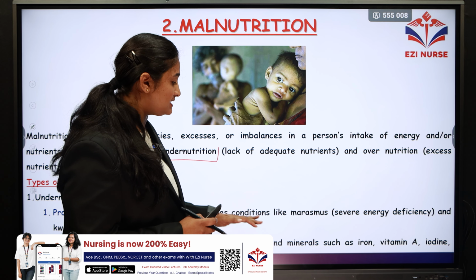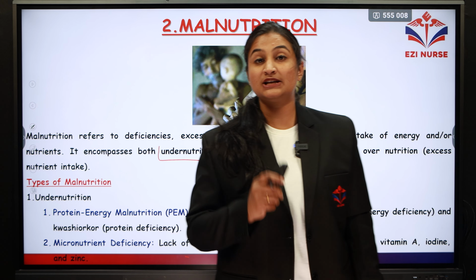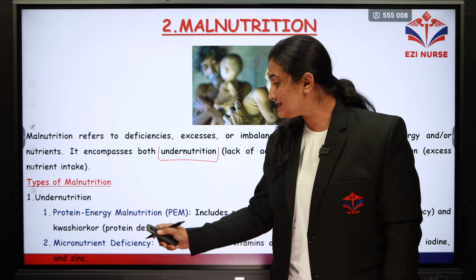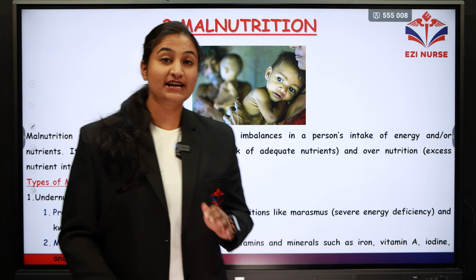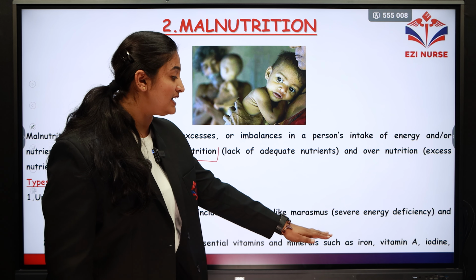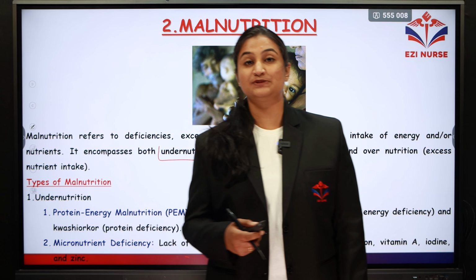So, PEM, protein energy malnutrition, is a condition that causes marasmus, especially affecting children. The next stage is micronutrient deficiency, wherein there is a lack of vitamins and minerals. They are lacking iron, vitamin A and iodine. So, these substances are lacking.